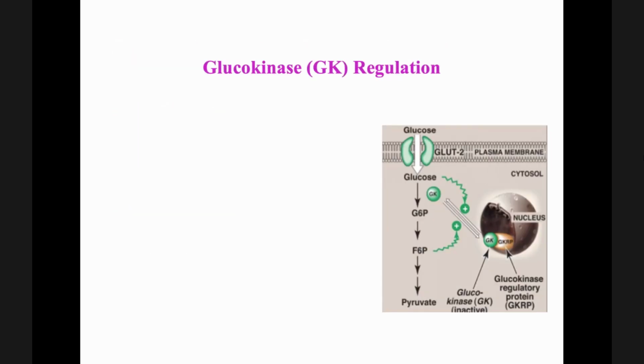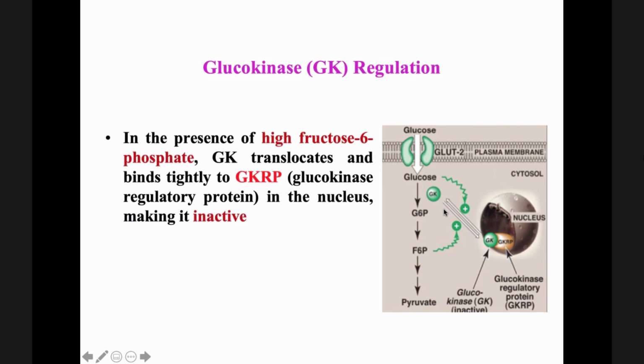So the glucokinase is a little bit different than the hexokinase. Why? Because the glucokinase is regularly present coupled with the glucokinase regulatory protein inside the nucleus. However, when there is a high level of glucose or a high level of fructose 6-phosphate, the glucokinase will travel from the nucleus to the cytoplasm in order to induce the glycolysis. Okay?